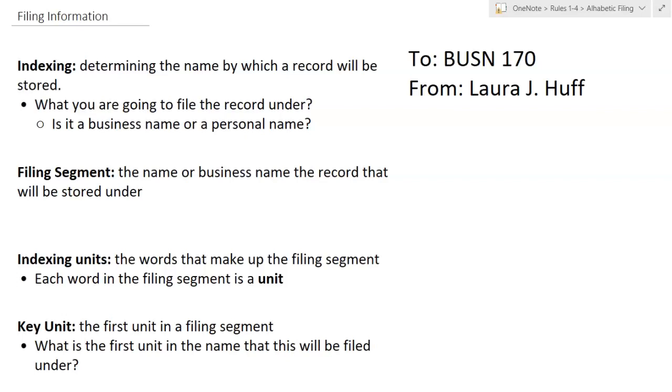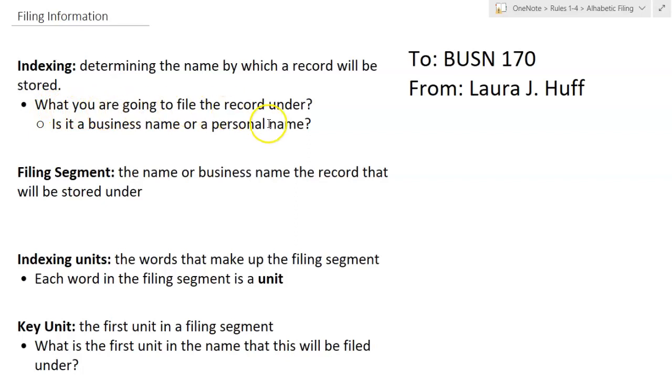This week you're going to learn about the first four alphabetic filing rules. Before we talk about these first four rules, you need to learn the different terms that you'll be encountering throughout the rest of the semester. The first term here is indexing. And when I say indexing, I'm talking about the act of figuring out the name by which a record is going to be stored or filed. And so when you're determining this, you need to think about these things.